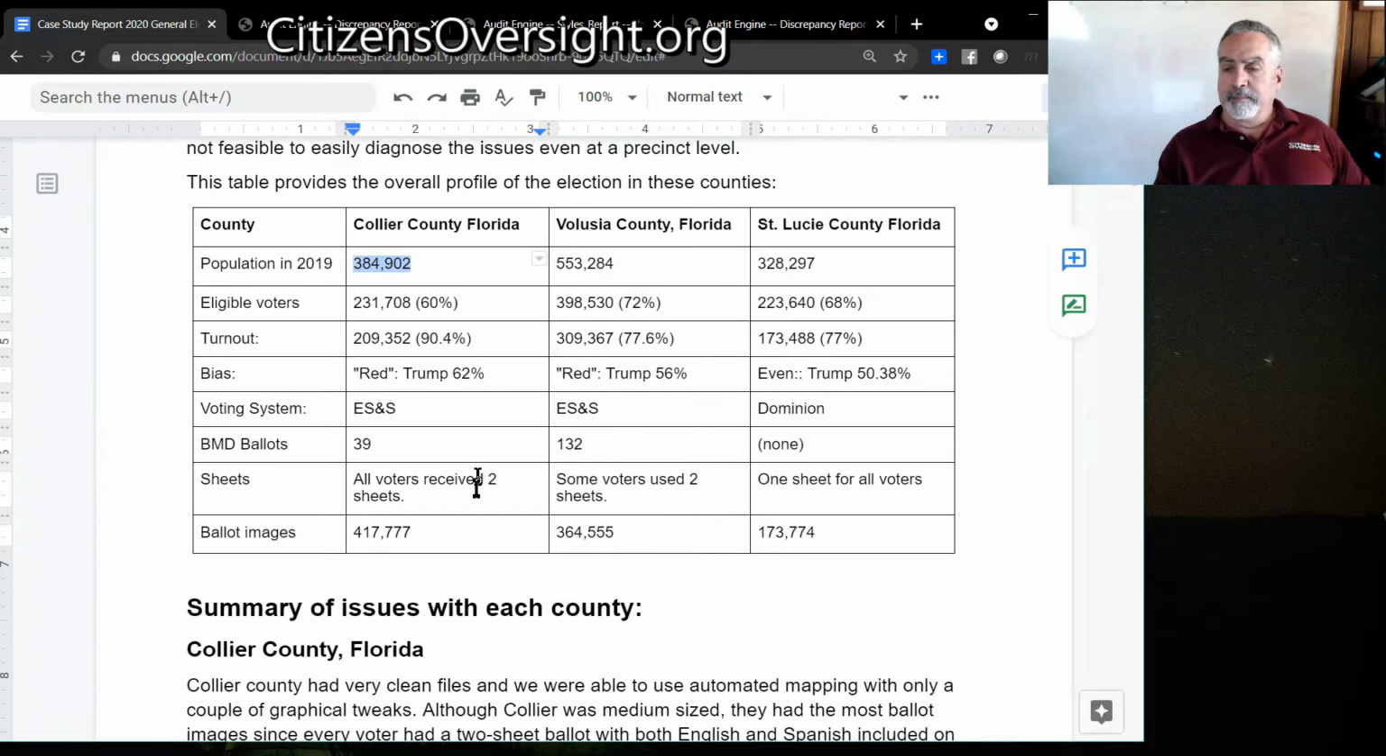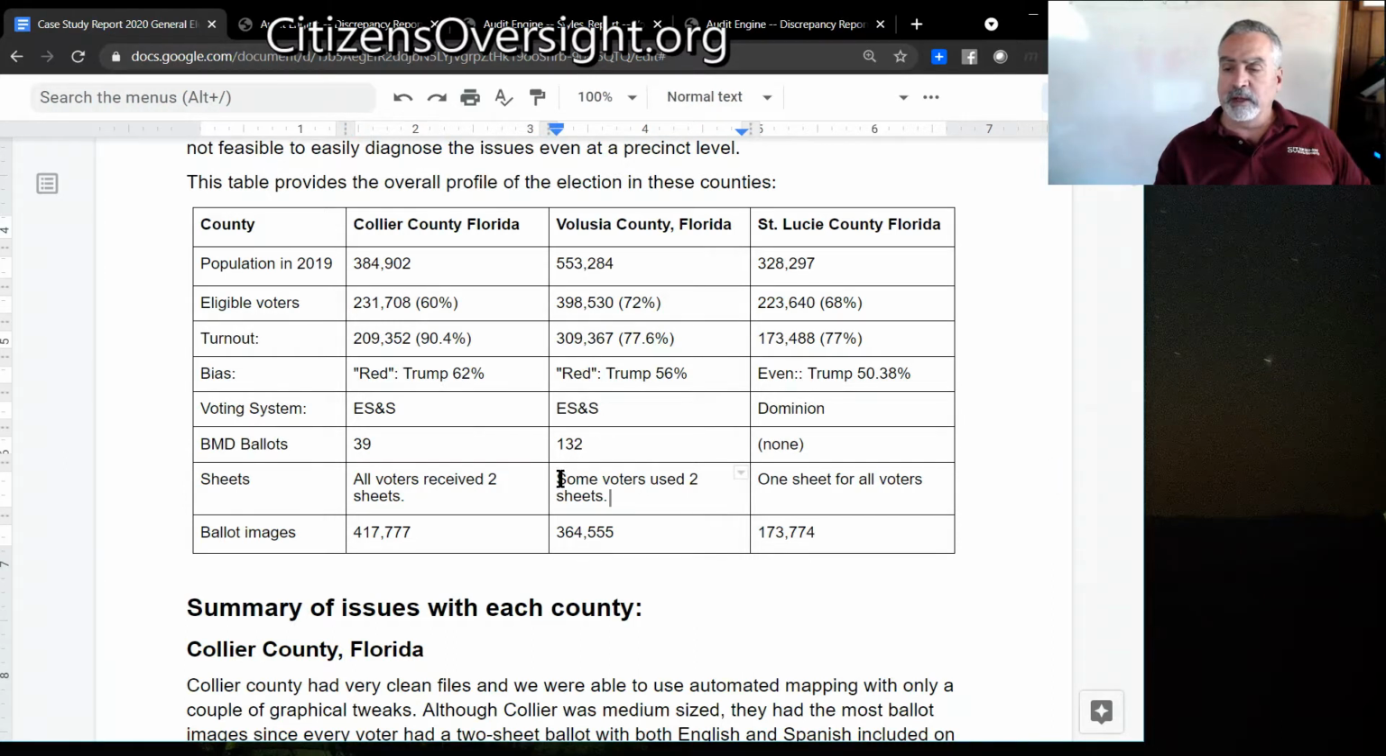Okay, and so down here, let's just say that in Collier we had 2 sheets. All voters received 2 sheets, and everybody got these 2 sheets to vote on. And that second sheet was the same for everybody.